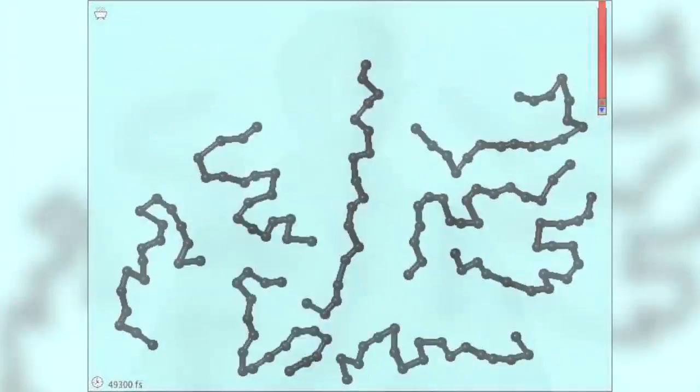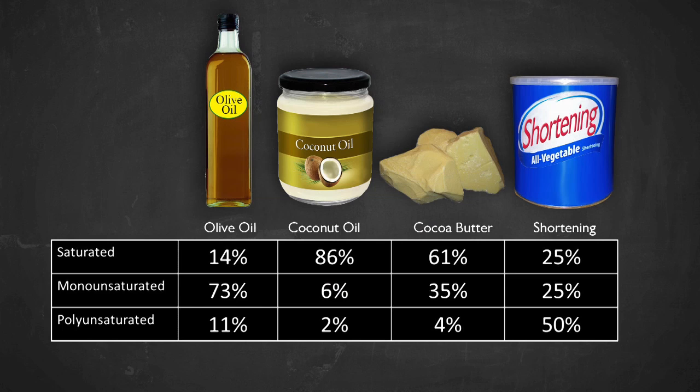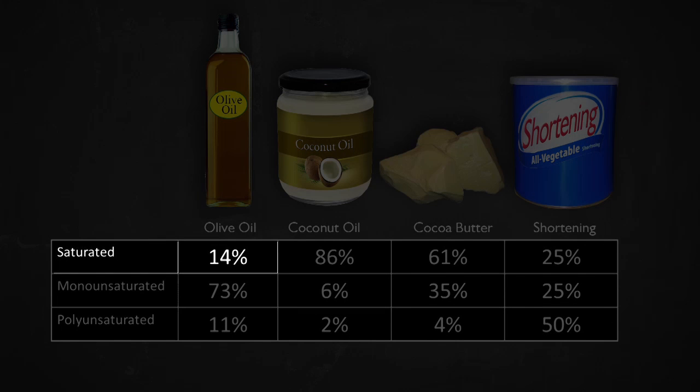So this table shows the fat composition of different types of common cooking materials. So we have olive oil, we have coconut oil, we have cocoa butter, an ingredient of chocolate, and we have shortening. And you see from this that they all have very different amounts of saturated fatty acids. So olive oil has a relatively low percentage of saturated fatty acids, about 14%, whereas cocoa butter has a much higher percentage, about 61%.